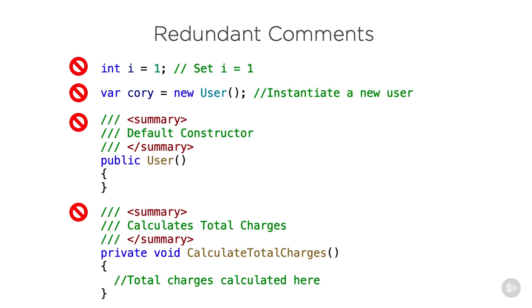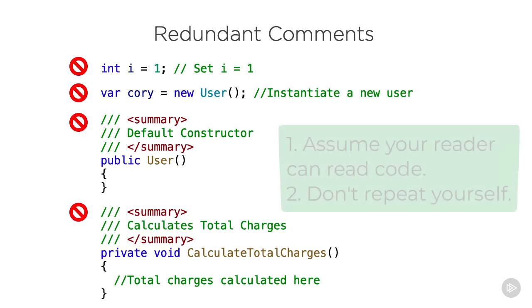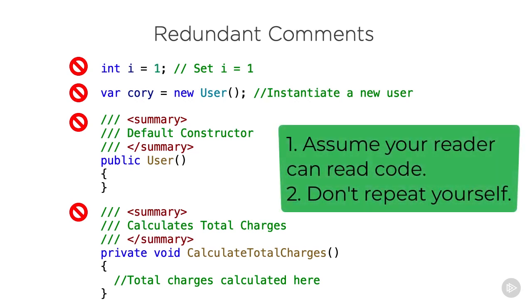So in summary, here's two rules to avoid redundant comments. First, assume that your reader can read code in the language that you have written. Second, don't repeat yourself. The code itself conveys all the information that you need for these simple examples. No comments are necessary.